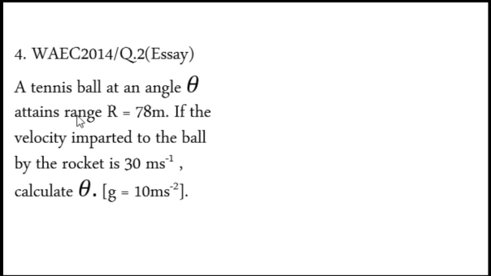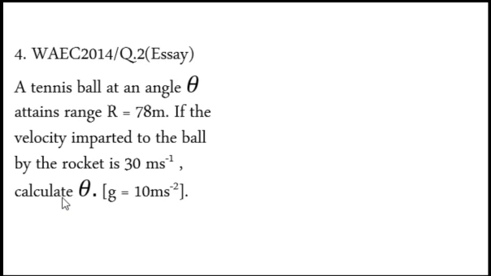And the last question: a tennis ball at an angle of theta attains range equals 78 meters. If the velocity imparted to the ball is 30 meters per second, calculate theta. Okay, we are given g to be 10 meters per second squared. So don't forget that your range is given to be 78, initial velocity is 30 meters per second. You don't know the value of the angle of projection. So we are going to be using range because we are given something about range. So range is equal to u squared sin 2 theta over g. Then we substitute all that we are given: 78 equals 30 squared sin 2 theta over g.